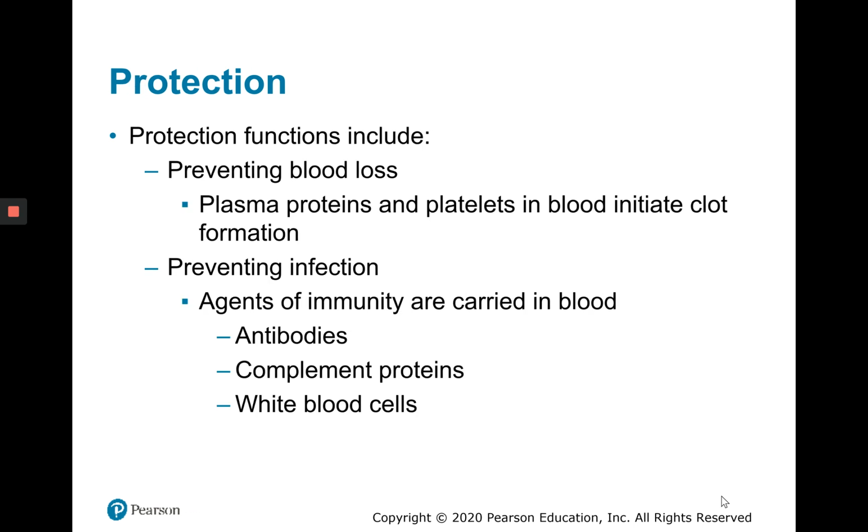There's also plenty of protection functions that can be carried out by the blood. There's things like platelets, which are going to aid in the process of hemostasis in order to prevent blood loss. Plasma proteins and platelets are definitely involved in initiating clot formation. And then there's white blood cells, complement proteins, antibodies, plenty of agents of immunity that are carried in the blood and help prevent infection and are definitely a part of the immune system.